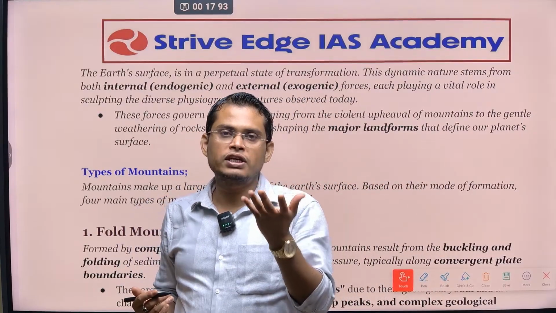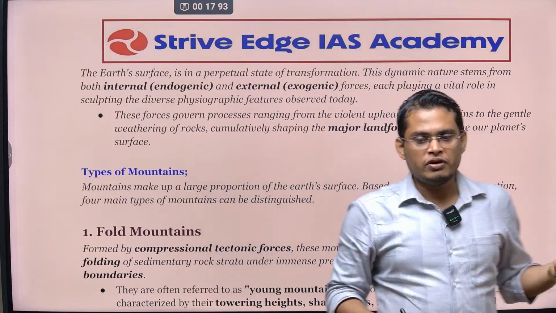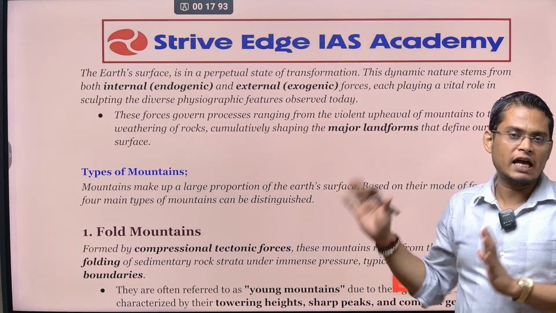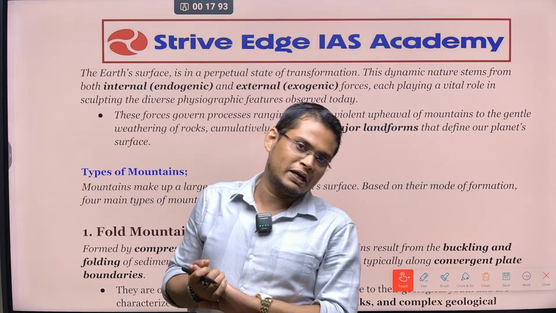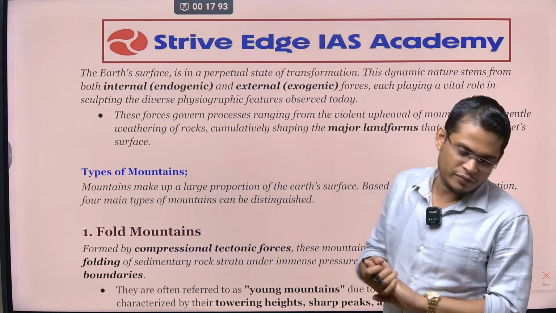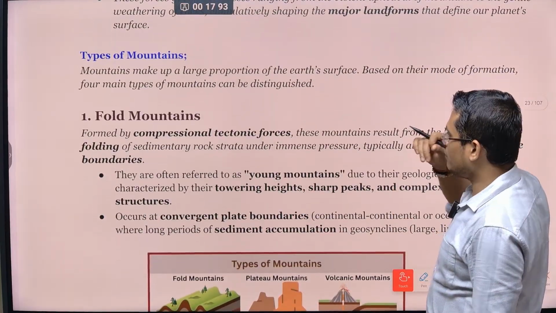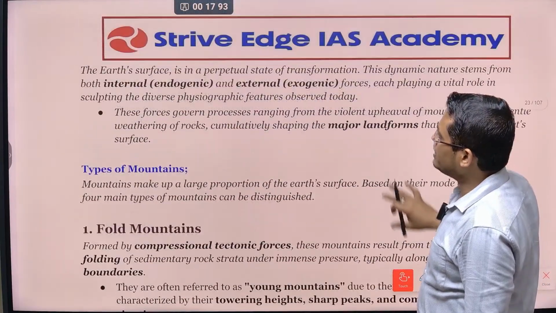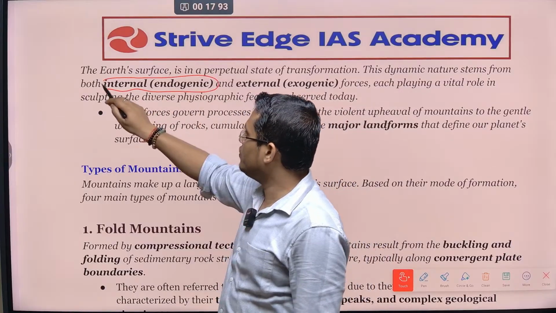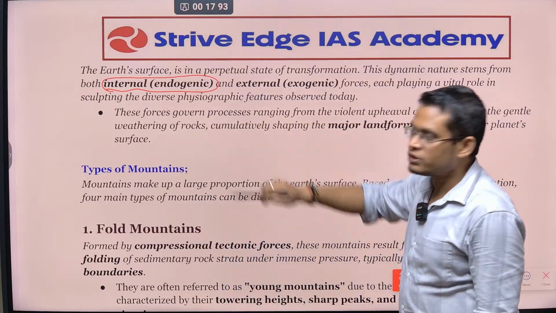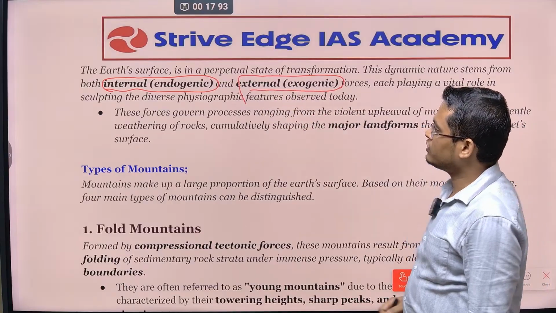One is called endogenic, that is operating within earth, another is called exogenic. The fighting between endogenic and exogenic is actually helping to form all these mountains, plateaus, plains, everything on the surface of the earth. So we are going to see one by one. First one is about the mountains. Whatever we are seeing on the surface of the earth is because of the fight between endogenic, that is force that is within earth, and exogenic force that is external to the earth.